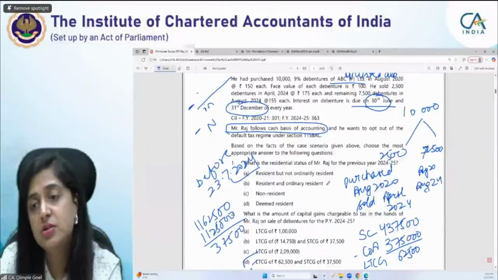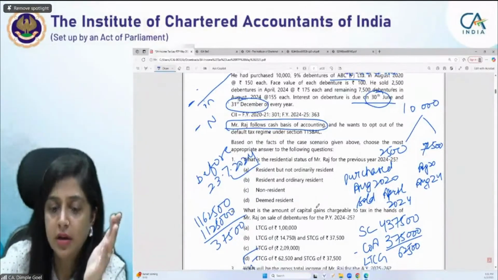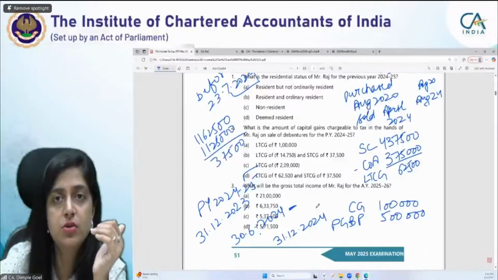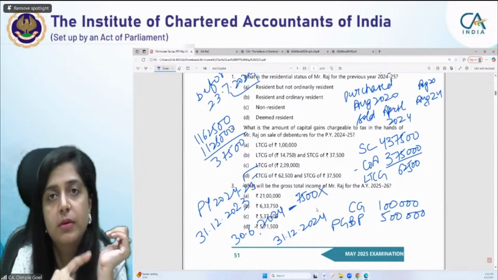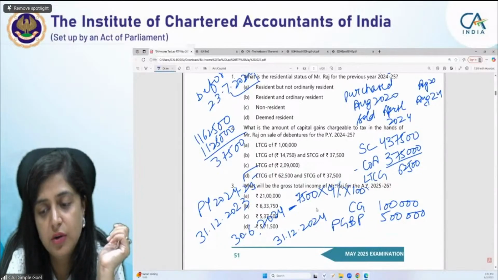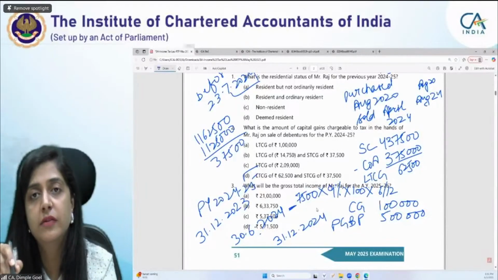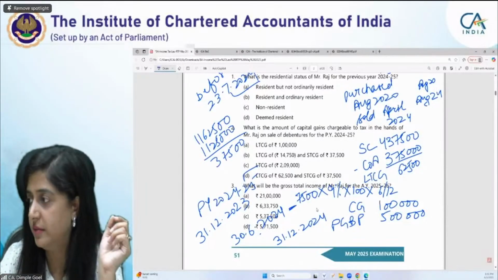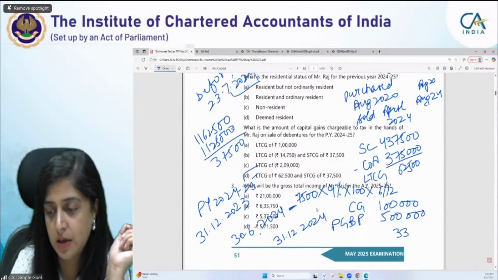He has already sold 2500 debentures in April 2024. So on 30th June, when the interest is due, only 7500 debentures are with Mr. Raj. So he will receive interest on these debentures at 9% into 100 face value and for 6 months, because the last interest was paid on 31st December. So only 6 months interest he will receive. So it will be 33,750. Yes, Tanu. Okay, that is the interest.